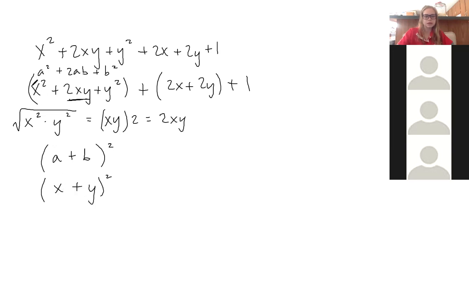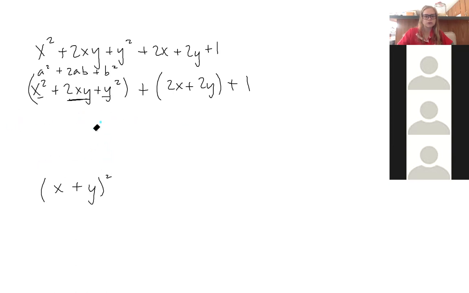Here's my x squared represents a squared, but I just want a. Y squared represents b squared, but I just want b, so I have to take the square root of both of those. So x squared plus 2xy plus y squared factored is just x plus y squared. All right, so let me bring that up here. So this factored is x plus y squared.